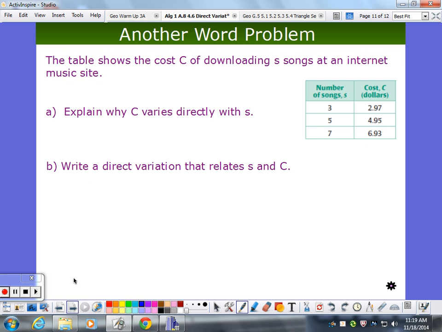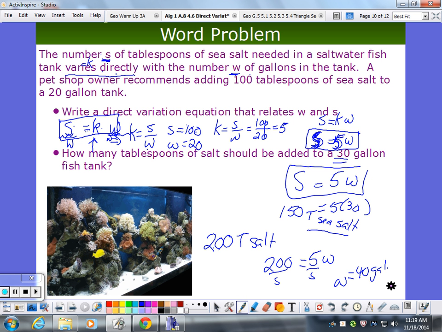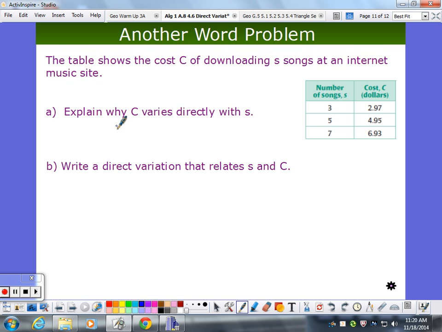Let's try another example here. What's the pattern? You know what? I'll let you in on a little secret. Do you remember proportions? This is proportions. You're just thinking about it a different way. You may see a word problem that says something is directly proportional to something else. That's direct variation. Do it just like it's direct variation. Same thing.